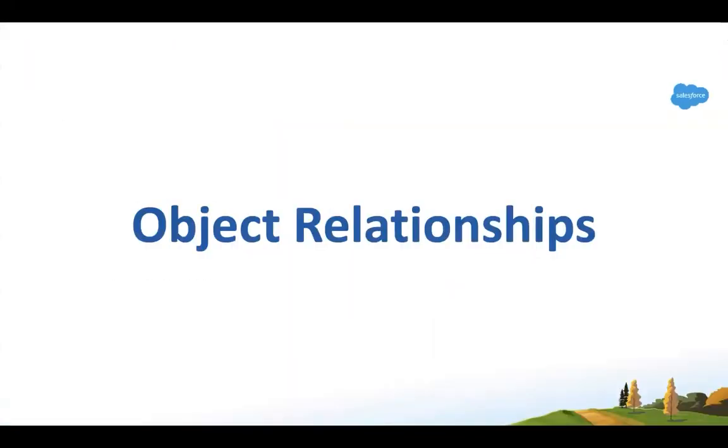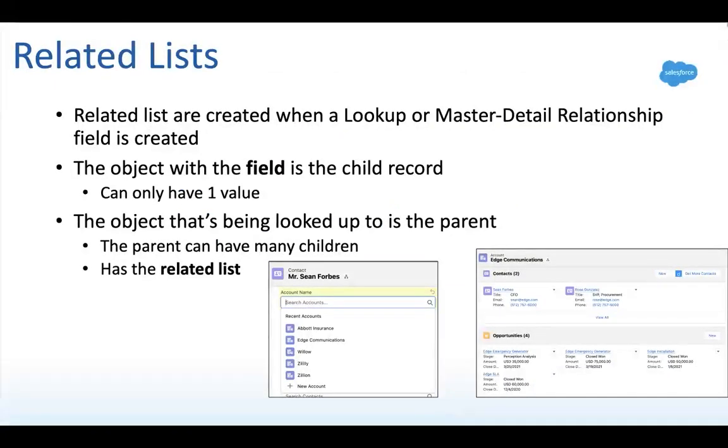So now we're going to talk about object relationships. Object relationships have two parts. It has a field and a related list. The related list has multiple values. So for instance, on this account record, I have multiple contacts.